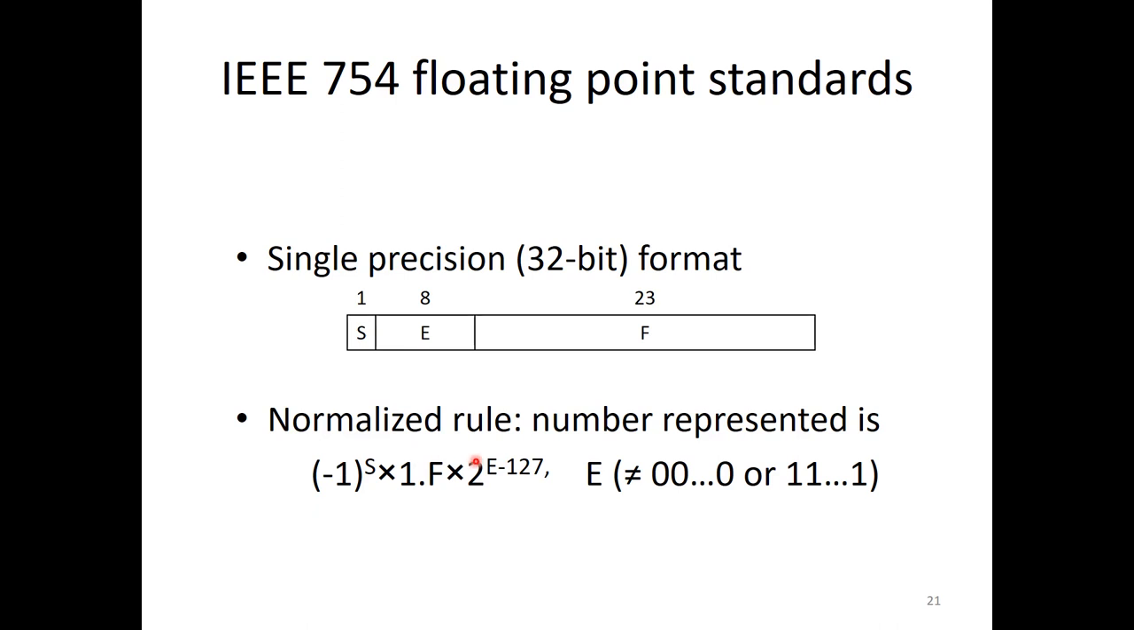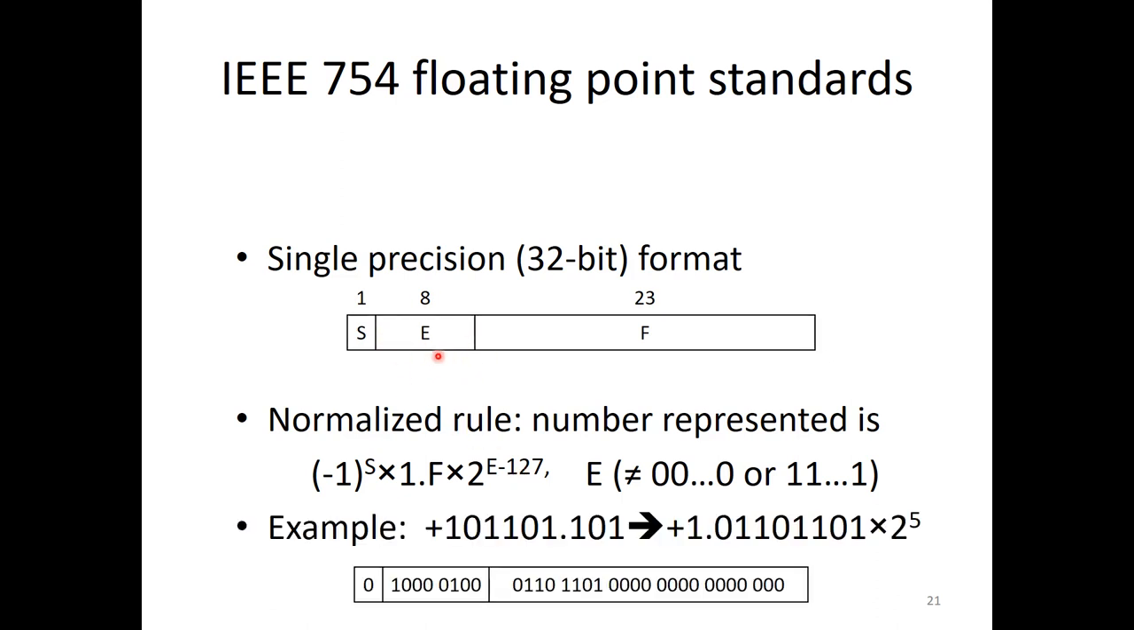And this exponent is not all zeros or all ones. All zeros and all ones have some special meaning, which we'll discuss later. But in this case, the value of the number will be minus 1 to the power S. S is either 0 or 1. So if it is minus 1 to the power 0, it is a positive number. Minus 1 to the power 1, it is a negative number. Then you replace F here, 1.F, and 2 to the power E minus 127. The E is the value of this number here.